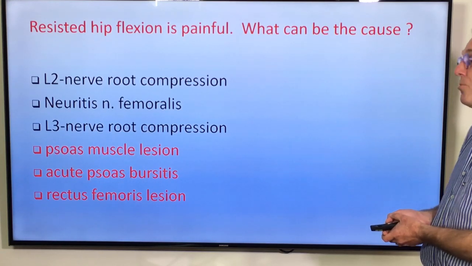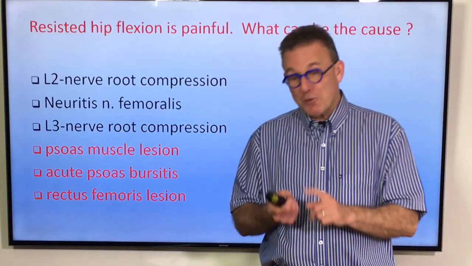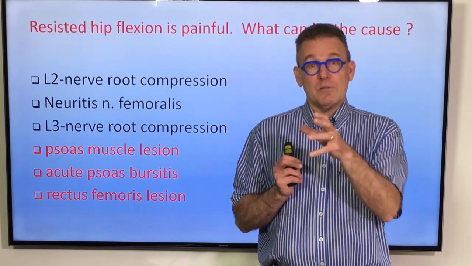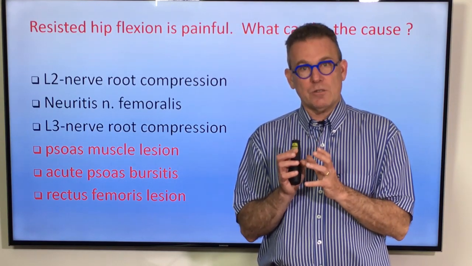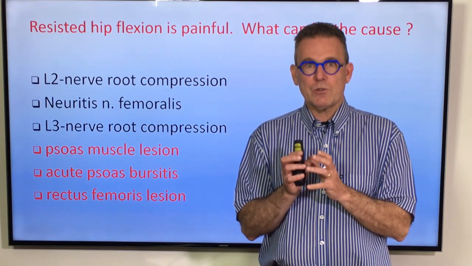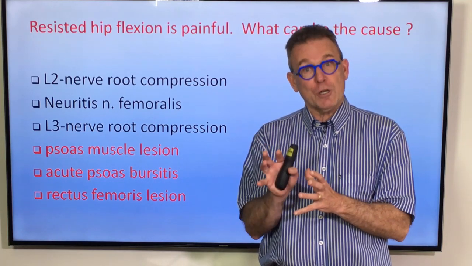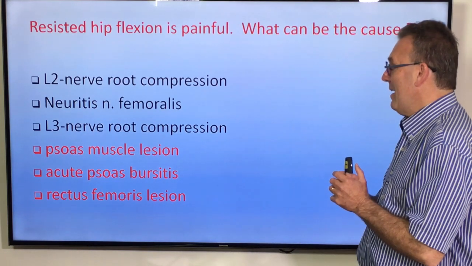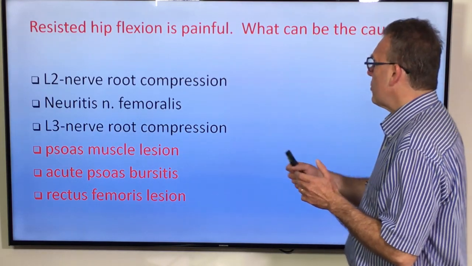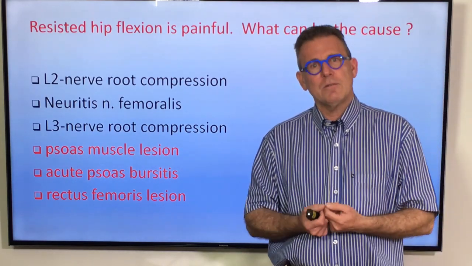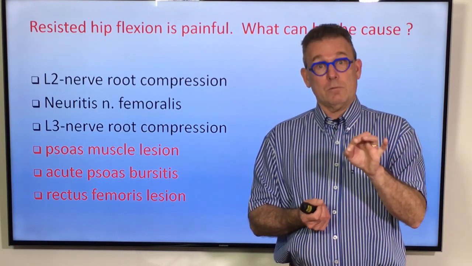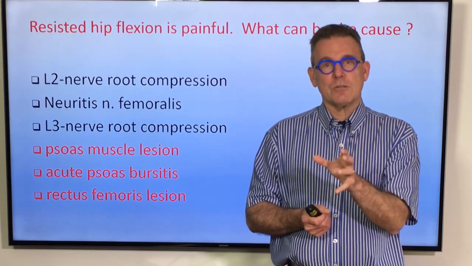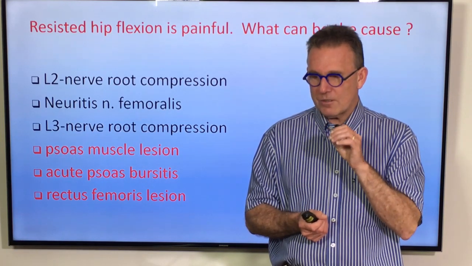Actually, the three last options. You could have a psoas muscle lesion. You could have a rectus femoris muscle lesion. But if the patient has an acute psoas bursitis, you may be sure that the hip flexion will also be painful because of compression on a very inflamed and swollen bursa. Yeah? When there is compression on a nerve root, your hip flexion is not painful. Your hip flexion could be weak when we talk about a big compression, but it's certainly not painful. Yeah? The details in orthopedic medicine are always very important.